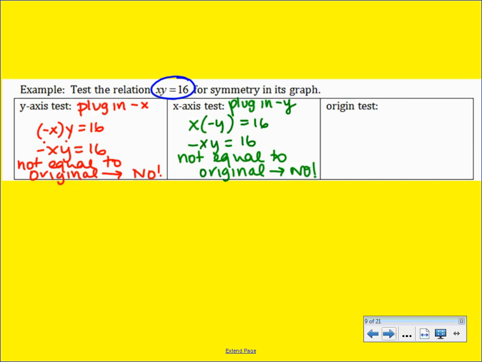All right, last one is origin. How do we test origin? Negative x and negative y. You gotta do both of them. So when we plug those in and simplify it, we get xy equals 16. Is that exactly the same as what we started with? Yes, finally we just proved something. We proved that it has origin symmetry.